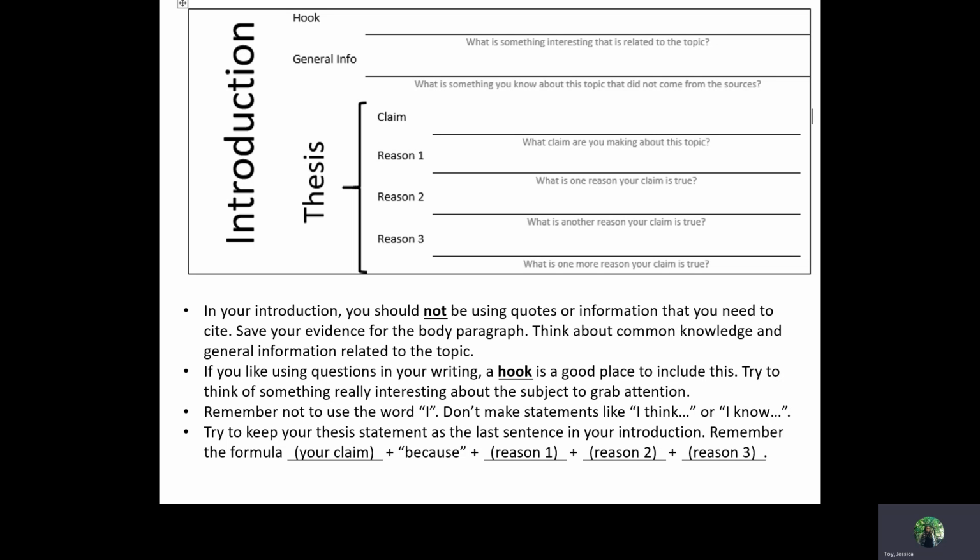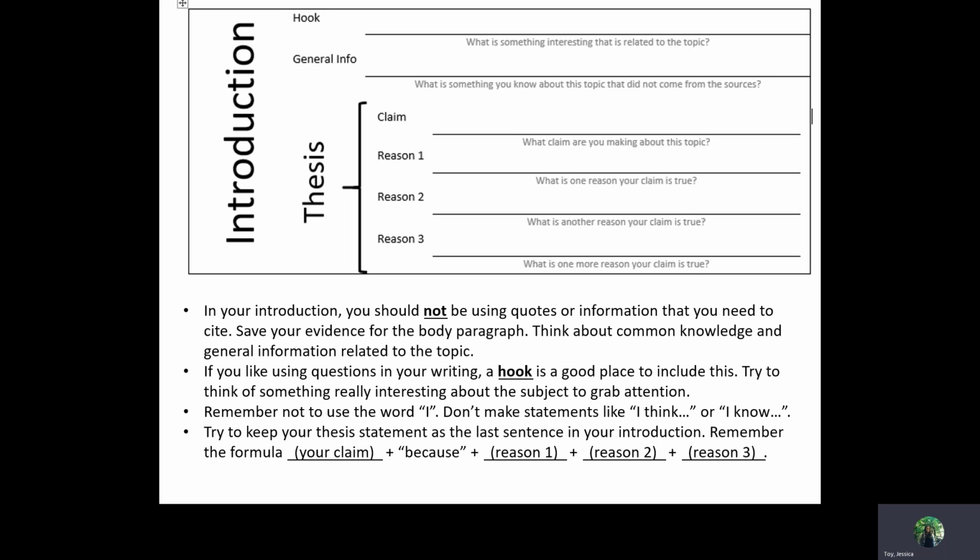In your introduction, you should not be using quotes or evidence or information that you need to cite. Save that evidence for the body paragraphs. Think about common knowledge and general information related to this topic. That does not mean you should take information from your sources and put it in there and not cite it. It means anything that is not an idea of your own or general knowledge should not be in your introduction.